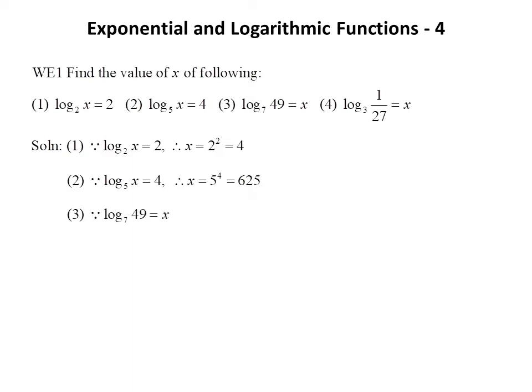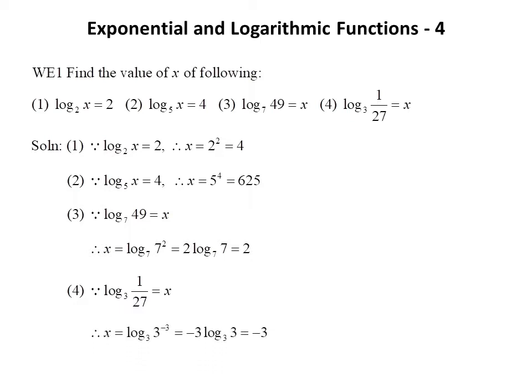The next equation is x equals logarithm base 7 of 49. Since logarithm base 7 of 49 can be written as logarithm base 7 of 7 squared, x equals 2. The last equation is x equals logarithm base 3 of 1 over 27, which can be written as logarithm base 3 of 3 to the negative 3. Hence, x equals negative 3.